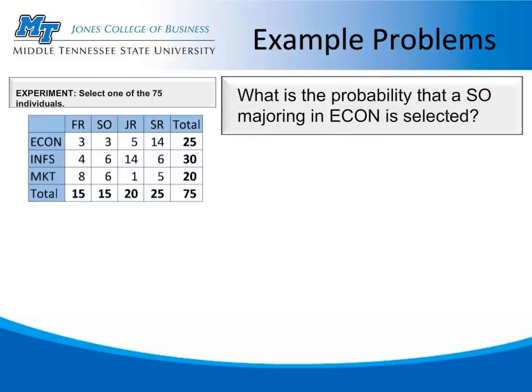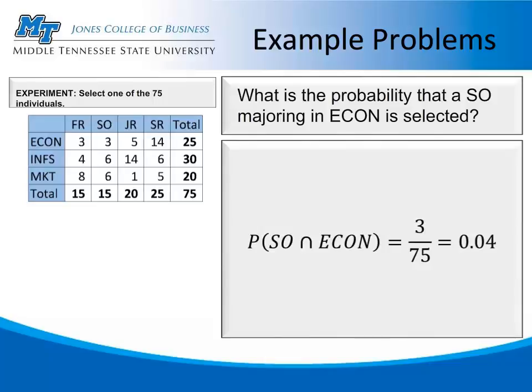Now, what's the probability that a sophomore majoring in economics is selected? The next slide has the answer to this, but we want a sophomore that's majoring in economics. Another way to say that would be that you want an individual that's a sophomore and they're majoring in economics. When you look at the intersection of sophomore and economics, there are 3 people in that cross classification. So 3 divided by 75 would be the probability, and that works out to be a decimal value of 0.04.